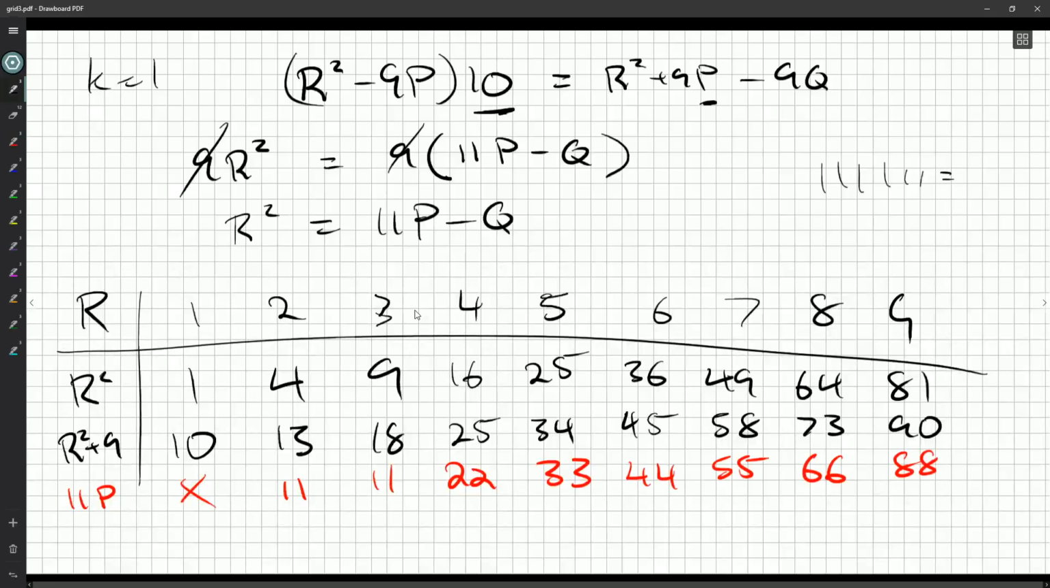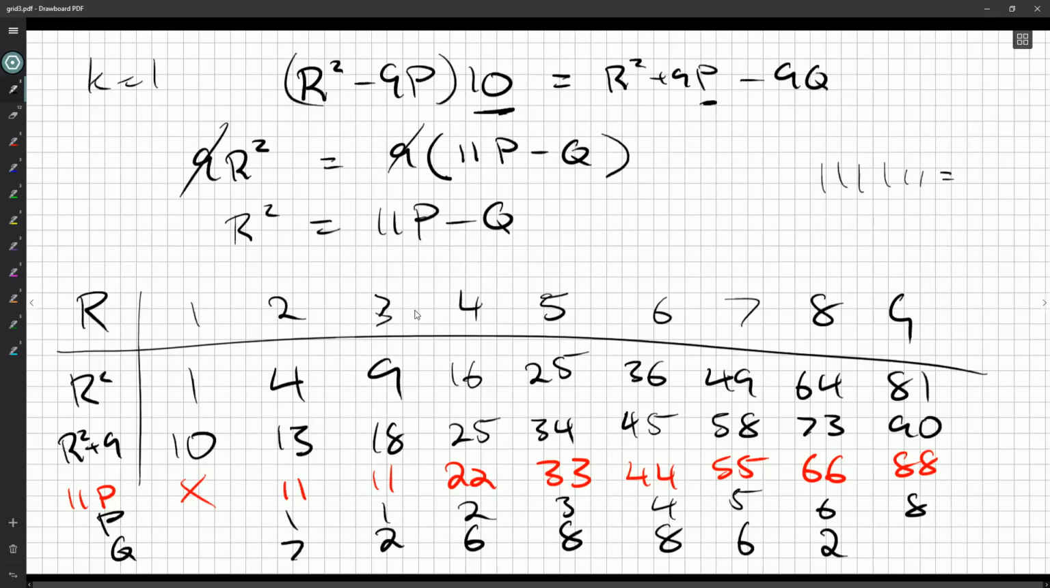So I can figure out P is 1, 1, 2, 3, 4, 5, 6, and then we jump up to 8. And the corresponding Q, we need to subtract off 7, 2, 6, 33 minus 8, and this one should be 44 minus 8, because there's our 486 again. 55 minus 6 is 49, 66 minus 2, and then 88 minus 7.